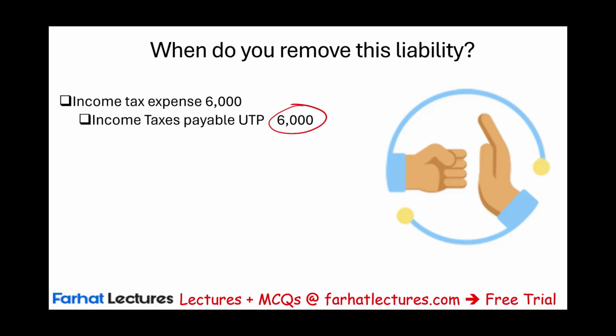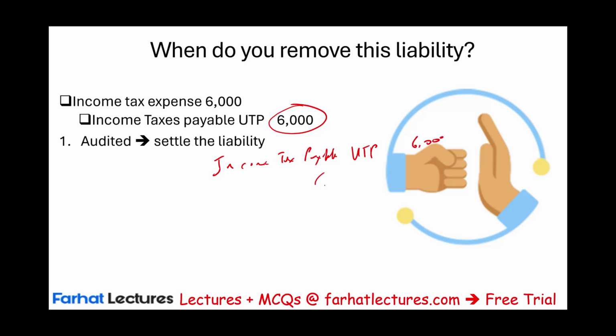Well, one scenario is you were audited and you settle the liability. So the IRS audits you and they say, you know what, we're going to accept it. And for simplicity, we're going to say we accept it exactly for the 6,000 that you thought you would. So they accepted exactly what we thought they would. Therefore, under those circumstances, you debit income taxes payable UTP 6,000 and you credit cash 6,000, and this liability is gone, and we end up paying the cash. So that's one possibility. They may settle for more than $6,000, for less than $6,000. Just you were audited and settled the liability.